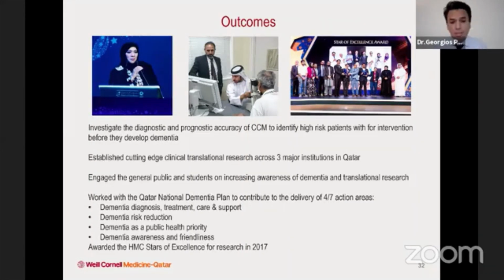We had the chance to establish clinical translation research across different institutions in Qatar. We engaged with the general public, with students from Weill Cornell in the final year. They did a project, which is like 4 months. We increased the awareness of dementia research and translation research. And our study aligned with the Qatar National Dementia Plan. Out of the 7 action areas, 4 of them: dementia diagnosis, treatment and care support, dementia risk reduction, dementia as a public health priority, and dementia awareness and friendliness.